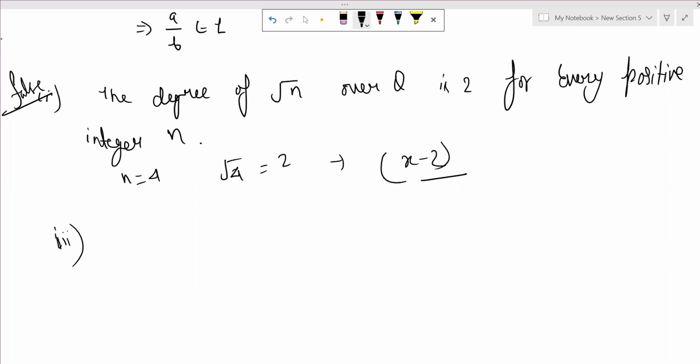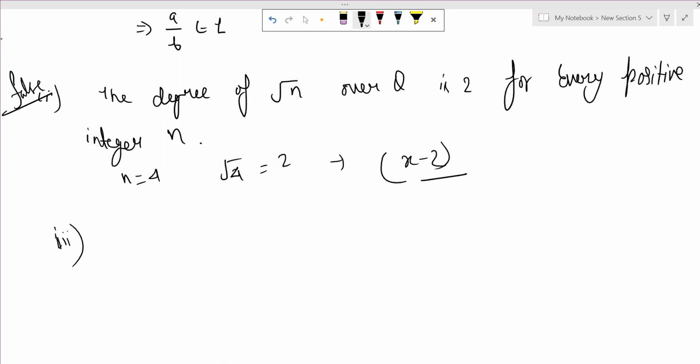Degree of its irreducible polynomial, the degree of its minimal polynomial, right? Suppose f is a minimal polynomial such that root n is a root of f, then the degree of f is the degree of root n. This is the way you define it. So the degree of root n over Q is 2 basically.